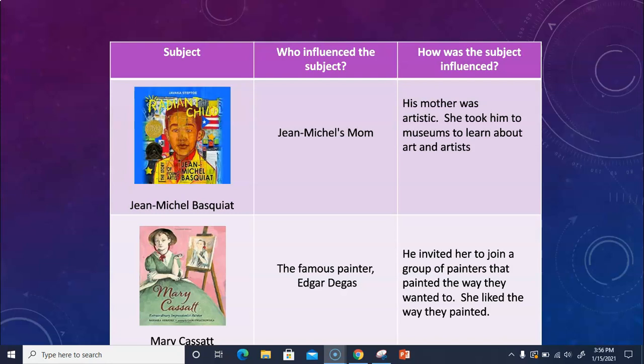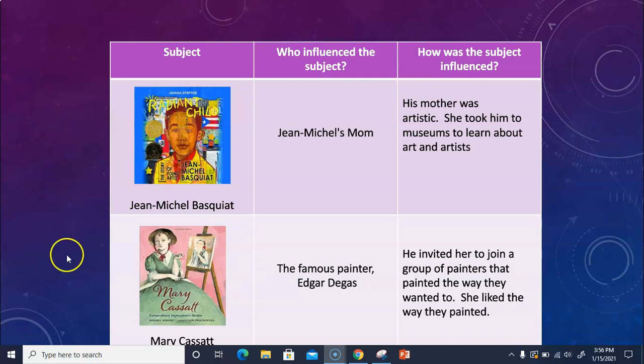In Mary Cassatt's case, though, it wasn't a family member. It was a famous painter, Edgar Degas. And he influenced her by inviting her to join a group of painters that painted the way they wanted to. And she liked the way they painted. And that kind of created a lifelong friendship or collaboration, which means to work together.